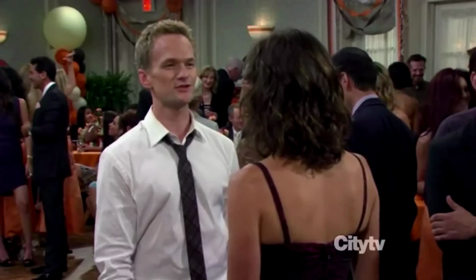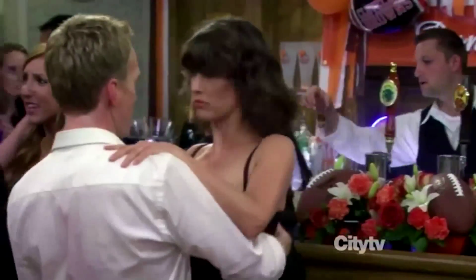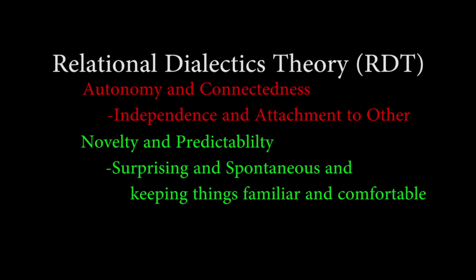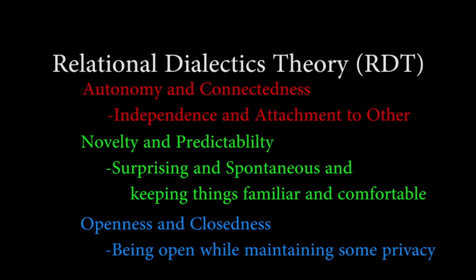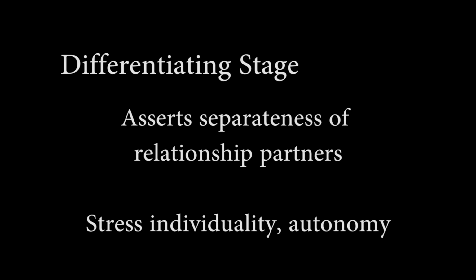The second dialectical tension is novelty and predictability. People simultaneously desire new, exciting things and familiar, comfortable things. A relationship that lacks surprises and spontaneity can feel boring and stale. On the other hand, a relationship that lacks predictability can feel unstable and unreliable. The third dialectical tension is openness and closeness, which highlights relationship partners' simultaneous needs to share personal information and to have privacy. Boundaries are necessary in any relationship, but sharing private information fosters greater intimacy.